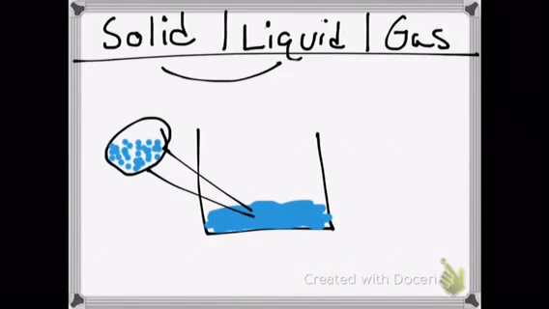Now we gotta change this liquid to a gas. Before we do, we should look at the liquid's water particles. As you can see right here, they're pretty well spread out and they're not as compact as the solid was before. But to change it to a gas, we need to add heat.